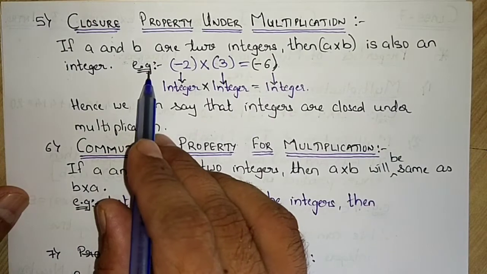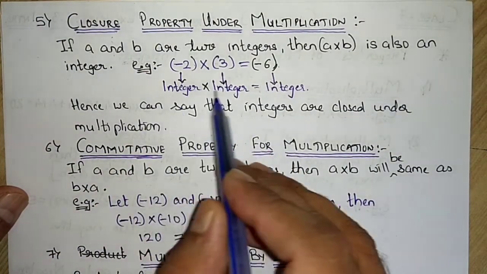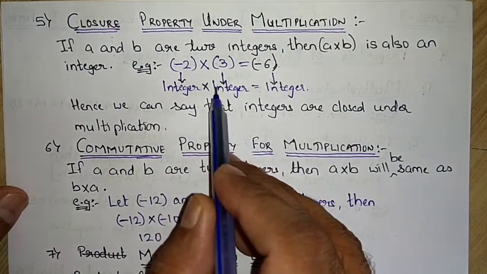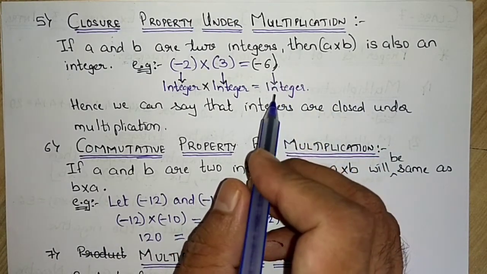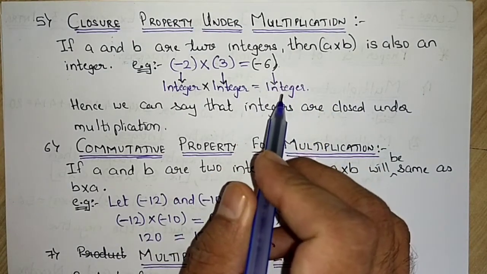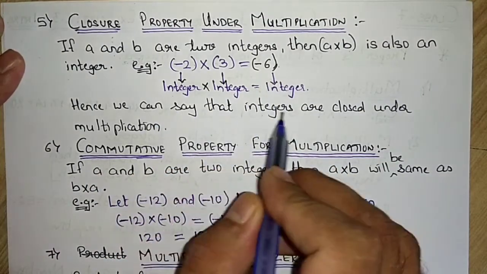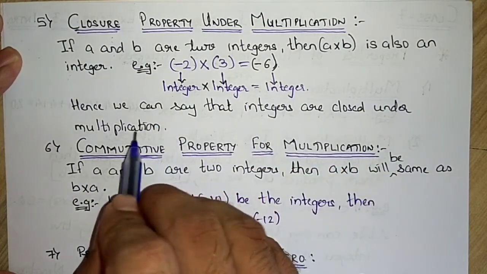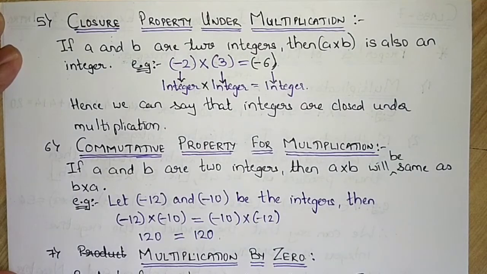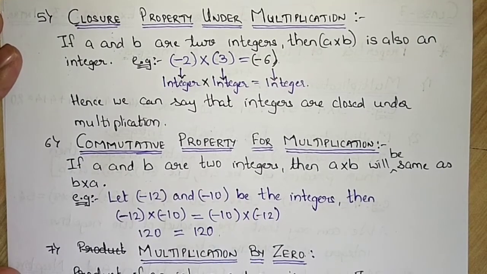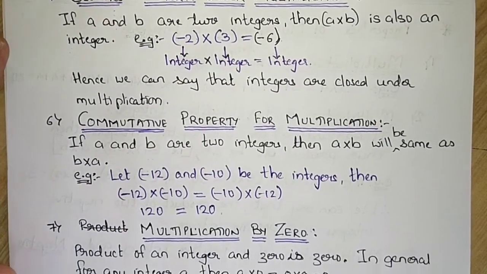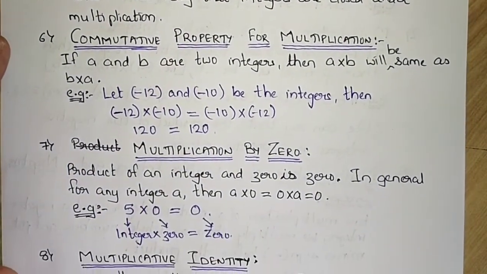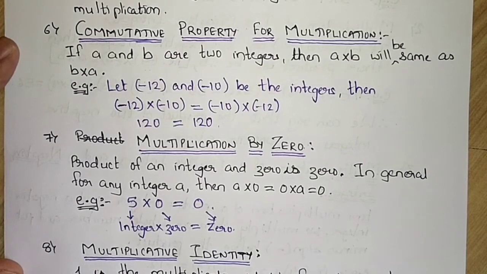I have given one example. Minus 2 and 3 both are integers, and on multiplying we got the answer minus 6. Minus 6 is also an integer. So we can say that integers are closed under multiplication. Hope you are understanding. This we have also taken in addition and subtraction. Now let us move to the sixth property, that is commutative property for multiplication.